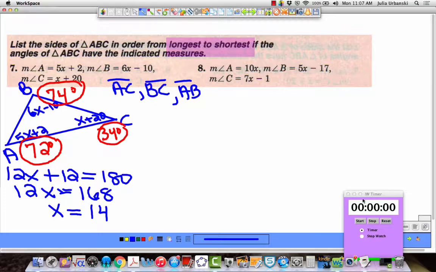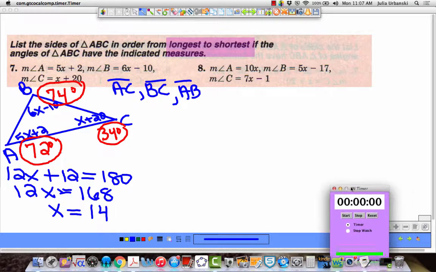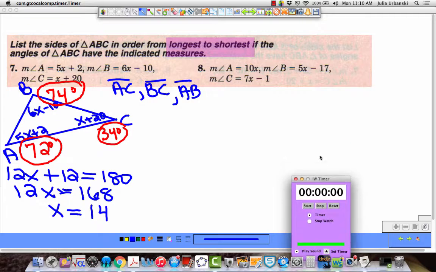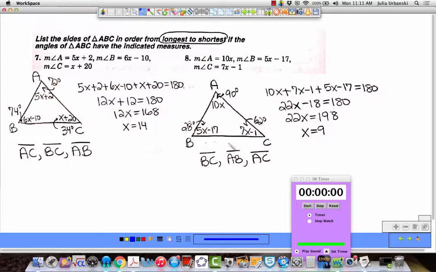Okay, you have 2 minutes to try number 8. What did you get for X? 9. Good. And then once you take that 9 and you plug it in, what was your biggest side? AC. Let's check it. AC was the biggest. I had DC as the smallest, 16.